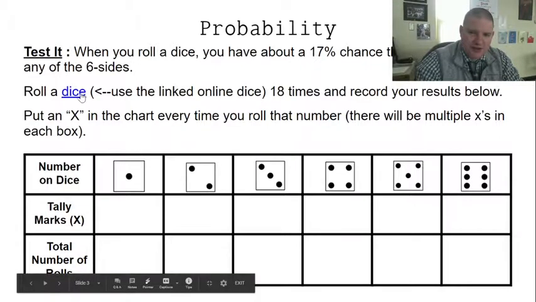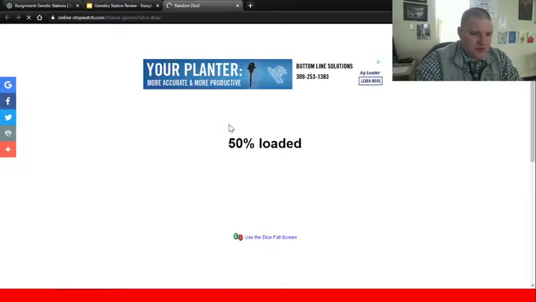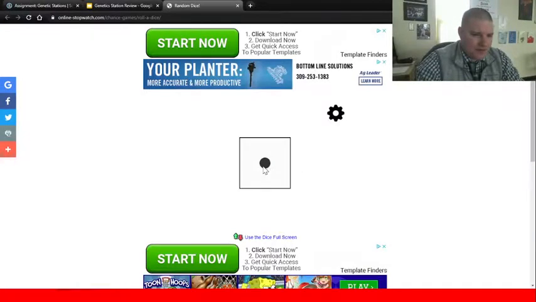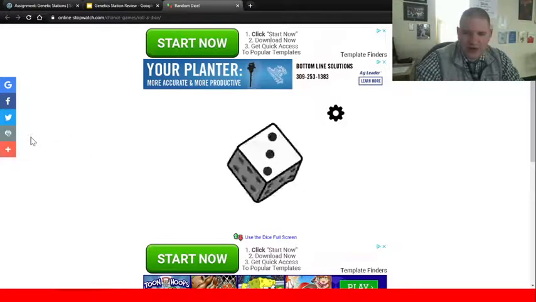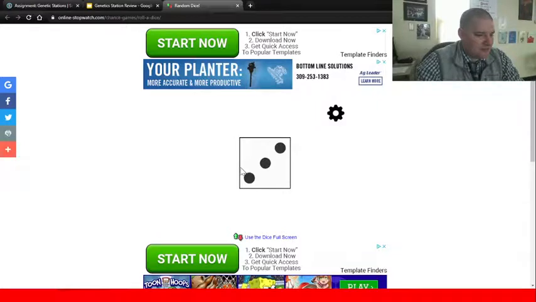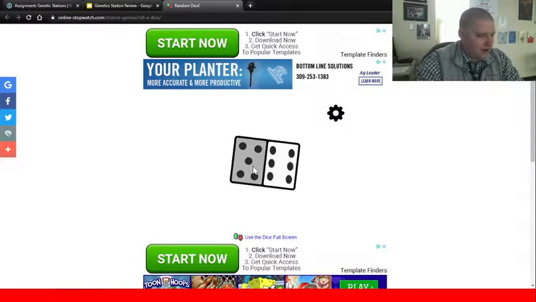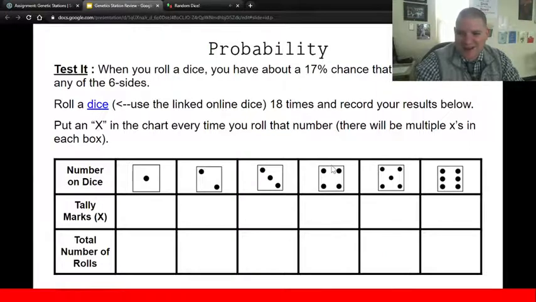If you don't have a dice, right here is an online dice for you to use. It rolls it, and then if you click on it, it rolls it again. So if you don't have a dice, that dice does it for you, and you can hear it rattling too. I think that's coming across in the video. So if you don't have a dice at home, utilize that dice.